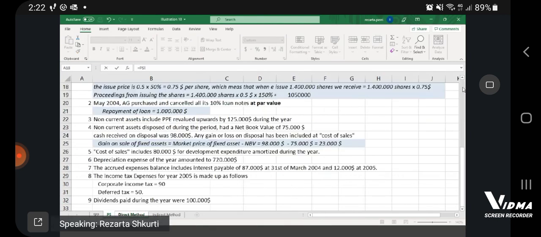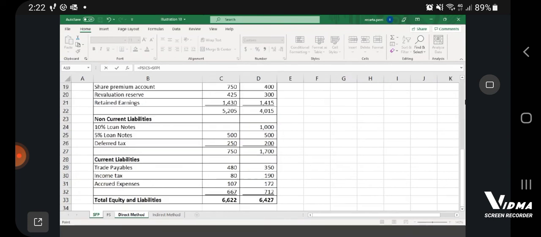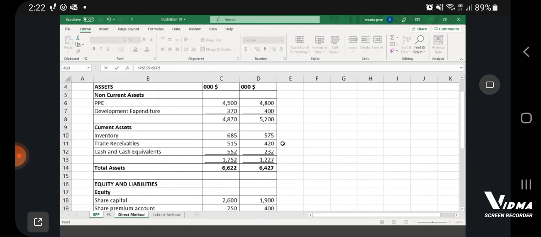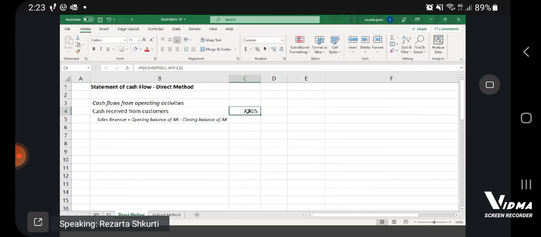Let's start with the sales revenue. That is the amount of sales revenue, 7,500,000. We will work with thousands, amounts in thousands. So plus the opening balance of the trade receivables over here, or accounts receivable, is the same, less the closing balance of trade receivables. If we are quite right, the cash received from customers will be $7,405. So in this way, we calculated the cash received from customers.